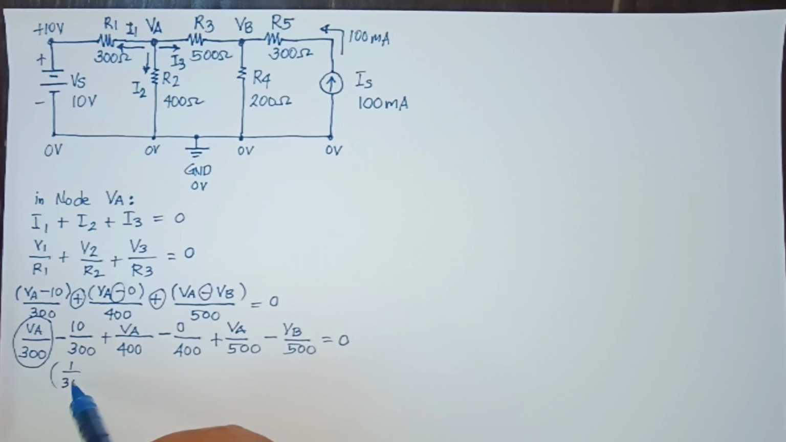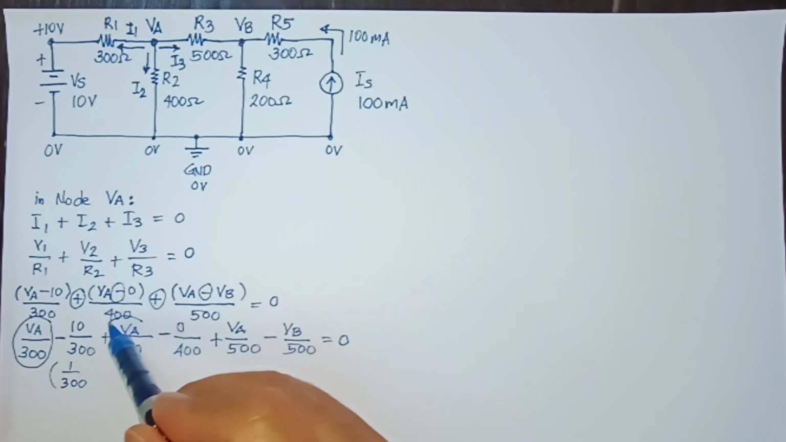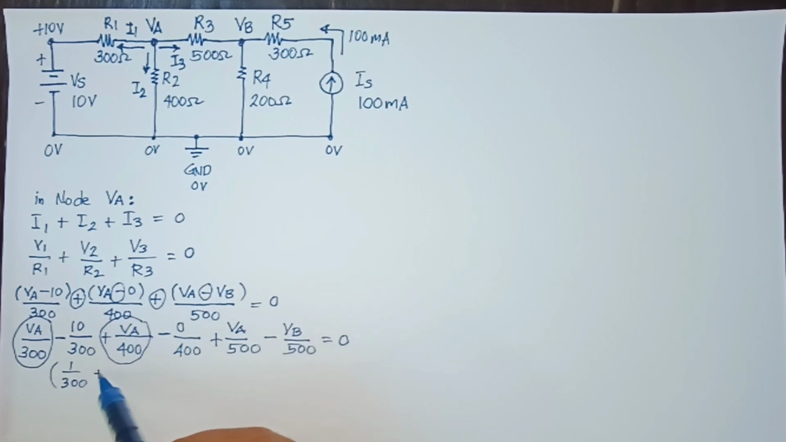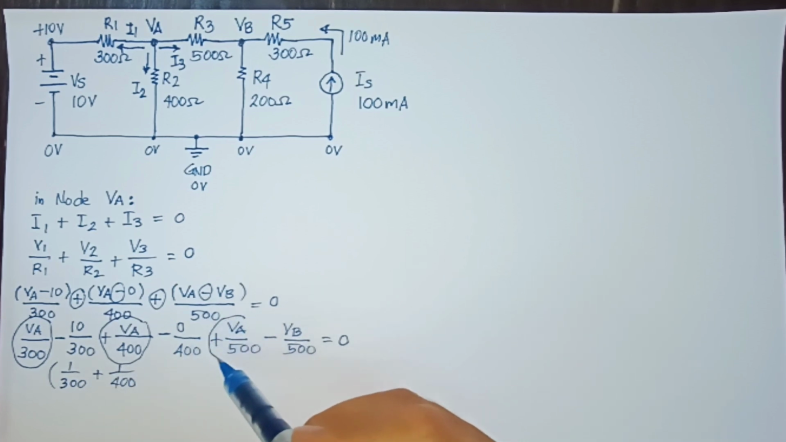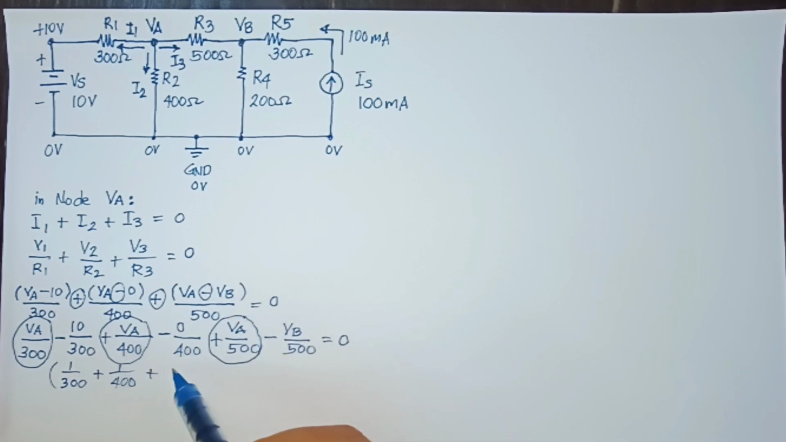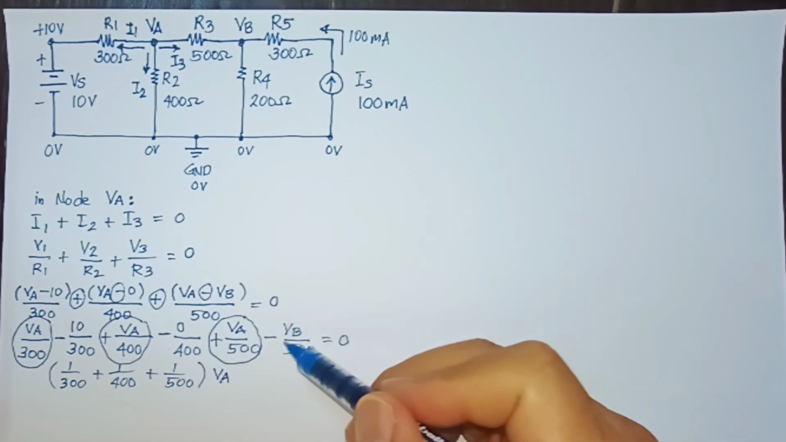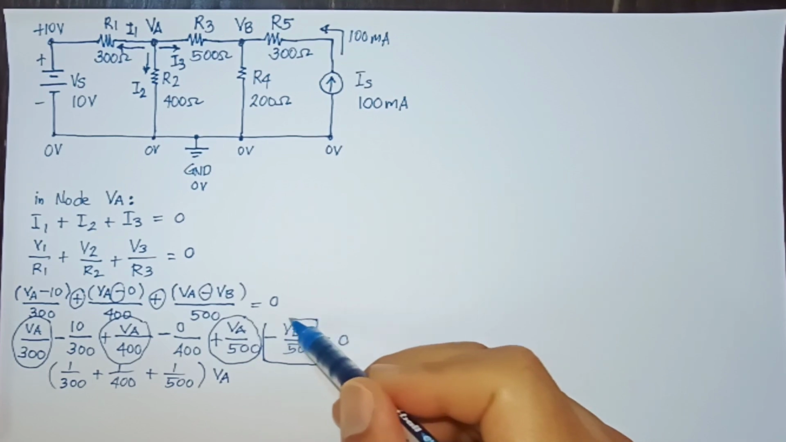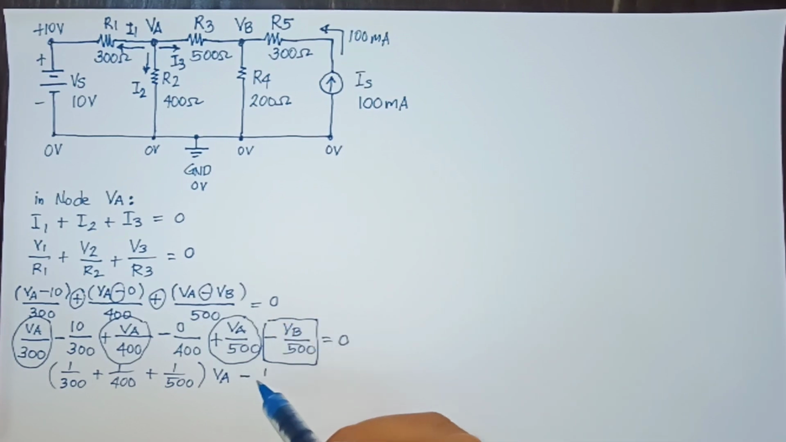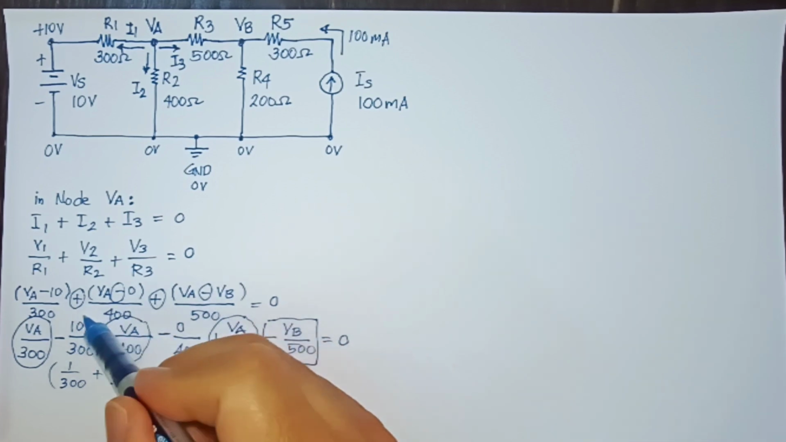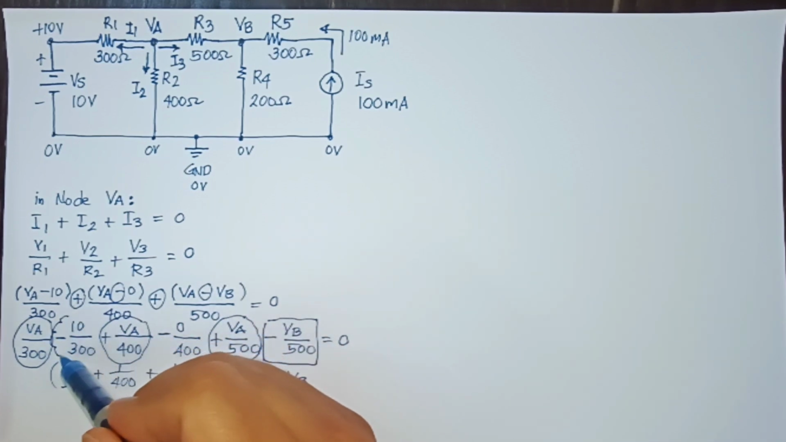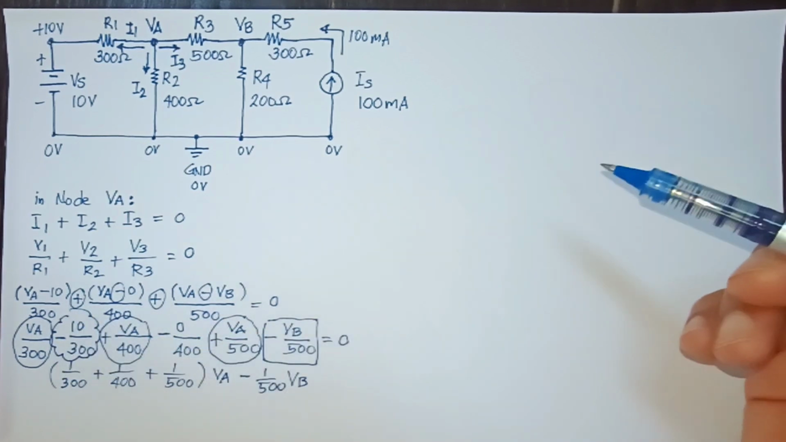And if you analyze the answer, we have here VA over 300. Let's make it 1 over 300 and factor out VA. We have another VA here. Factor out VA, it will be 1 over 400. And another VA over here, so plus 1 over 500. And let's factor out VA because they are common to them. And we also have minus VB. I'll draw a rectangle to easily see it. Minus 1 over 500 VB, and the constant of negative 10 over 300.